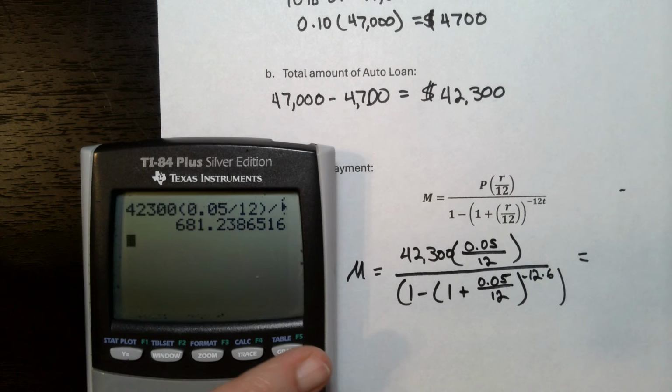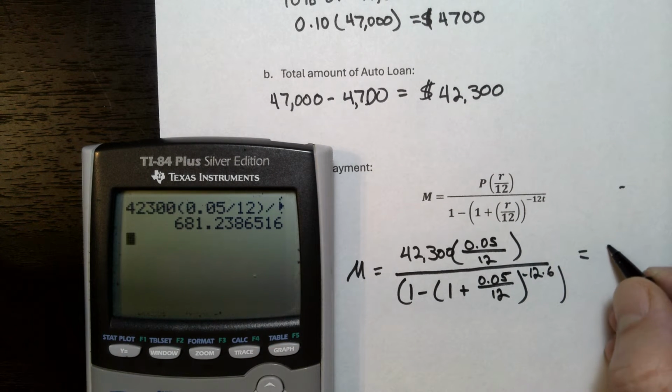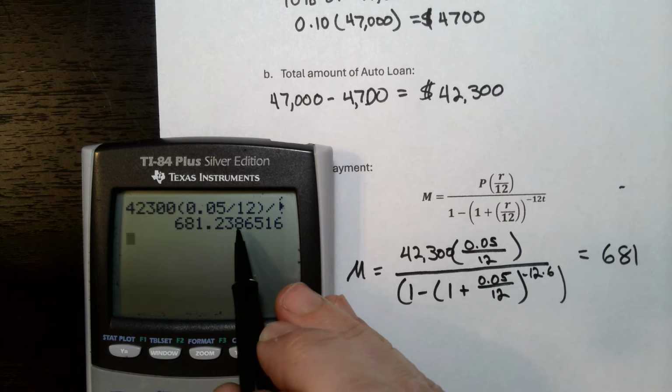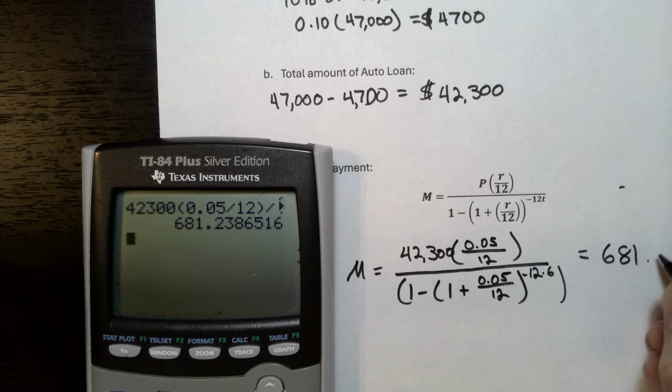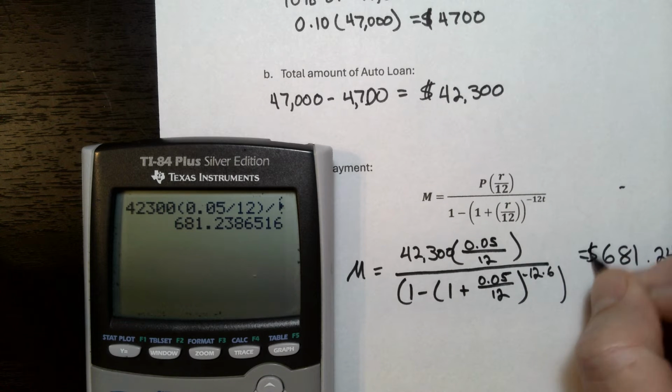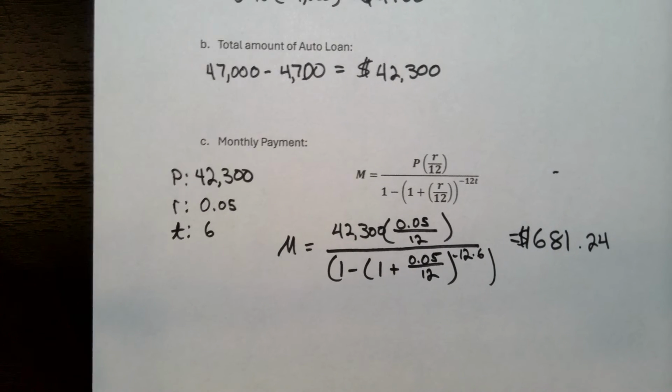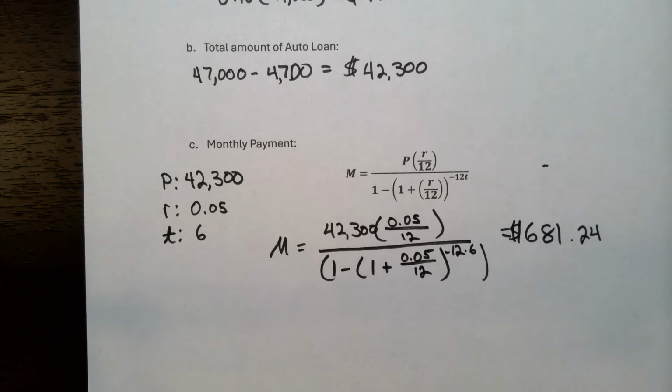And here's our answer, $681.24, because this 3 gets rounded up to a 4. So there's the first problem. That's the monthly payment. Okay, let's do one more.